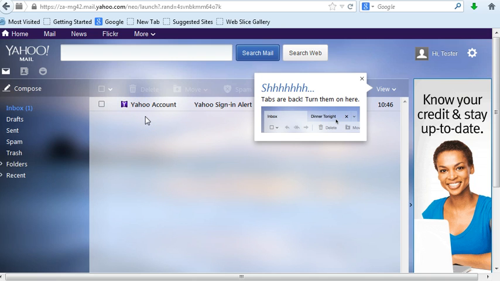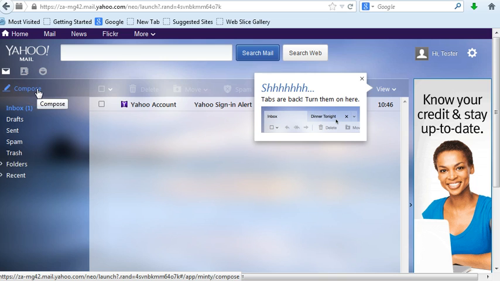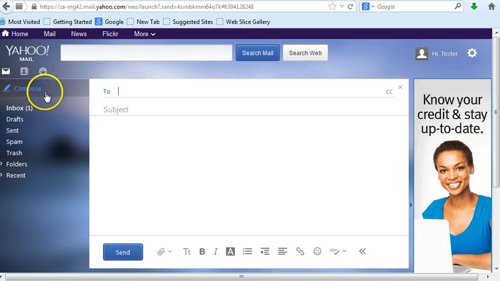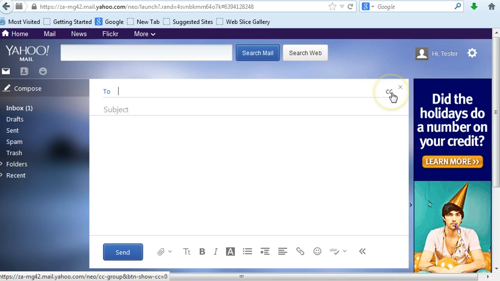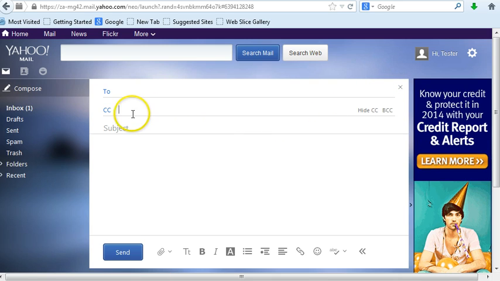Let's say we want to compose an email to someone. Click on Compose on the left-hand side, and you will see that you will be able to type in the email address that you want to send it to. Note, on the right-hand side is CC. That stands for Carbon Copy.